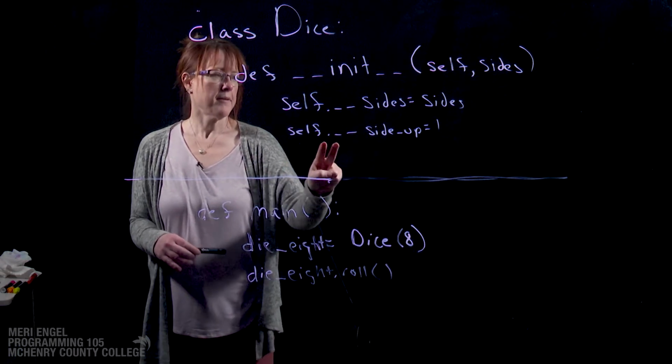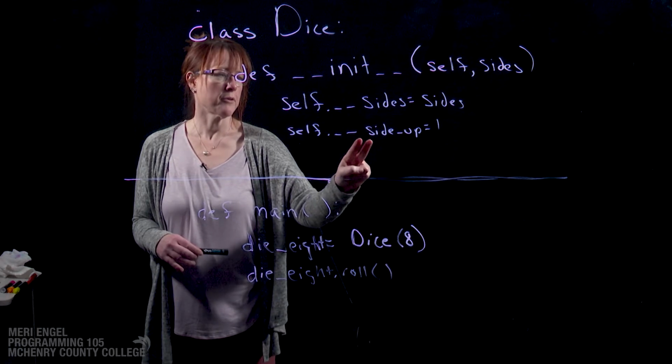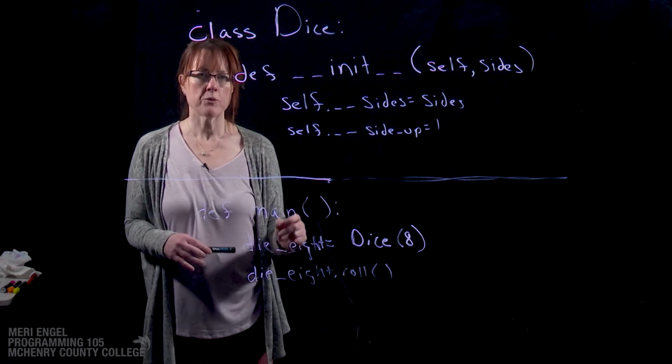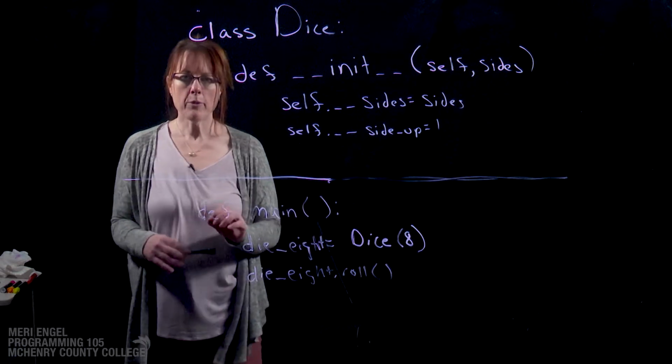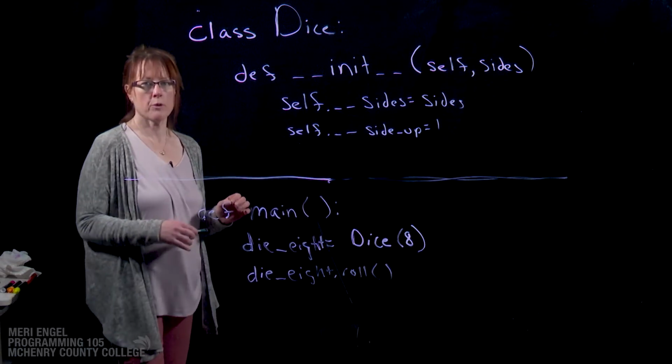And so we have self.__side_up. We're just initializing it to 1. We don't need to pass anything in for that. So how would we use this in an actual program?